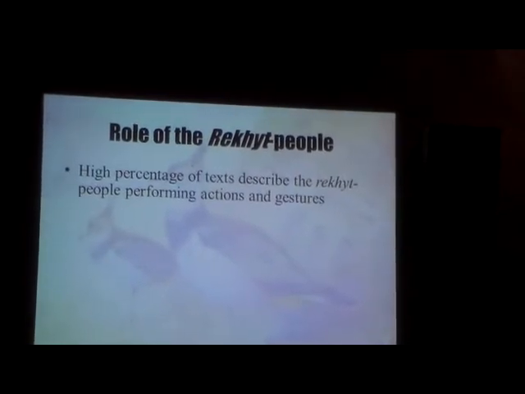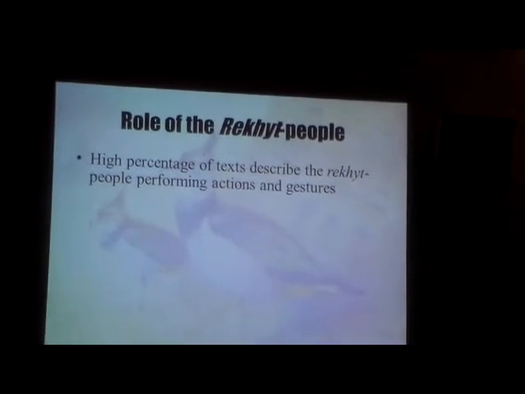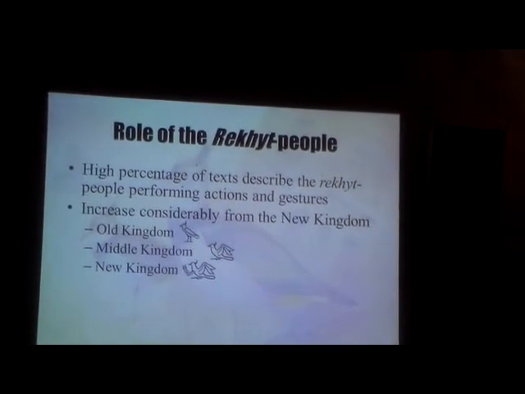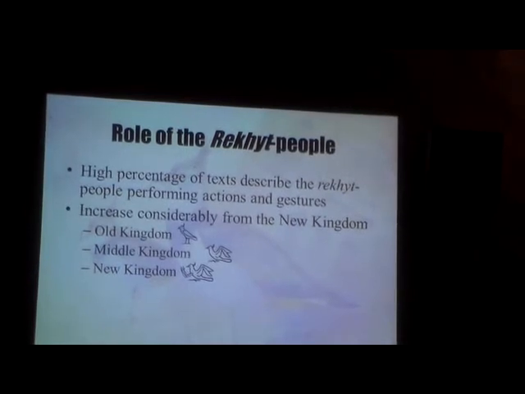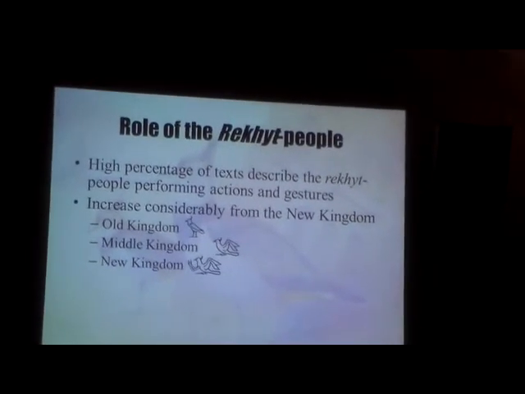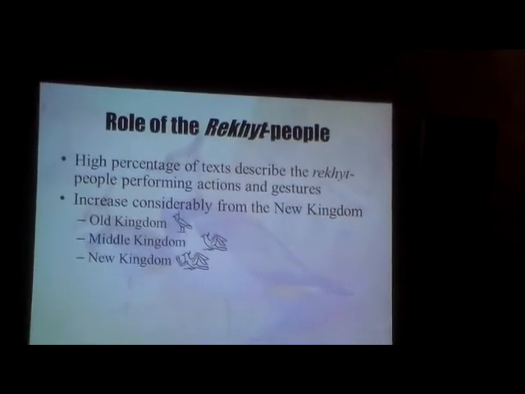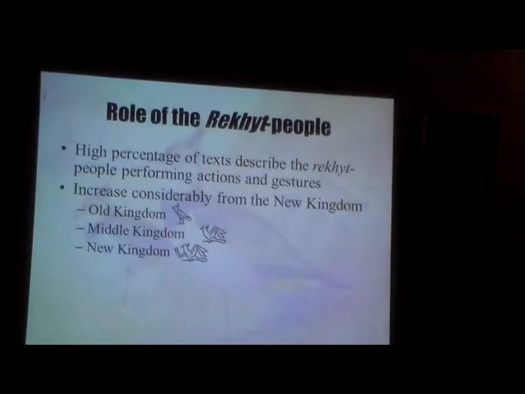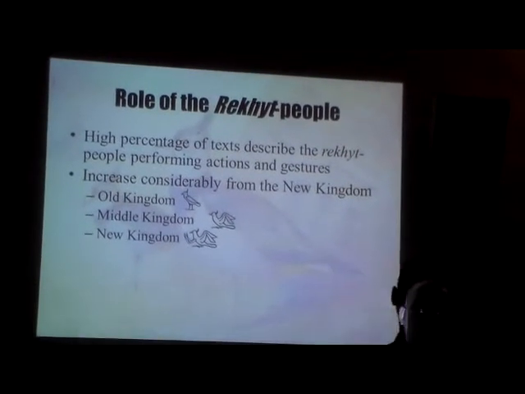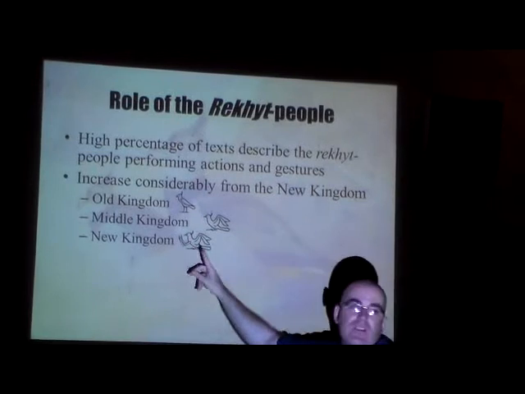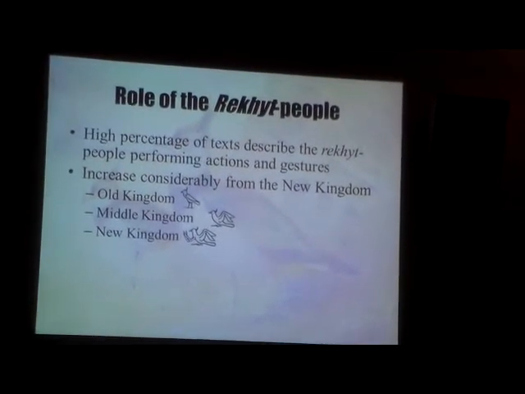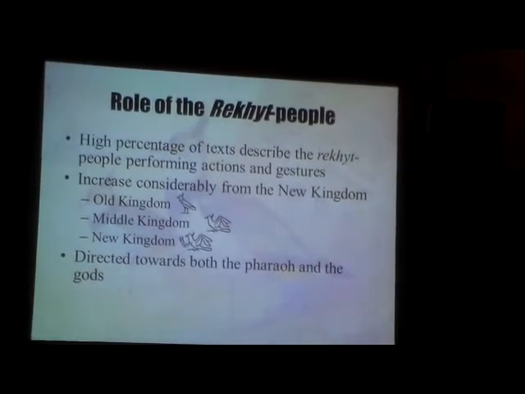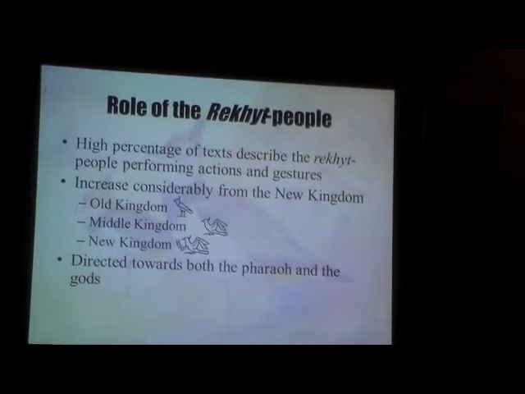Well, as you've seen, there's a high percentage of texts which have them performing actions and gestures. Very interestingly, this increases as we reach the New Kingdom. But also you find that the hieroglyphs change, perhaps also reflecting the role of the rekhyt people. So in the Old Kingdom, it's always written like this, with the lapwing very passive, just as the bird. In the Middle Kingdom, you have the introduction of the wings in the back, and then in the New Kingdom, you have the addition of the human arms. As I said, reflecting the role of the rekhyt people performing these gestures. And the gestures can be directed to both the pharaoh as well as the gods directly.